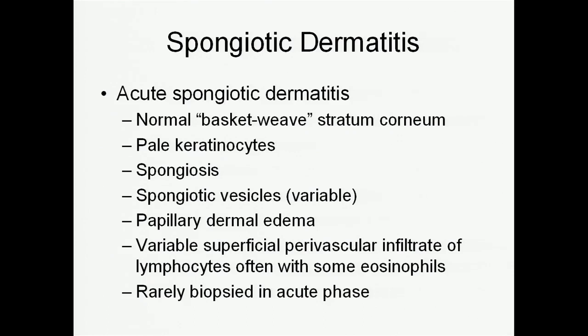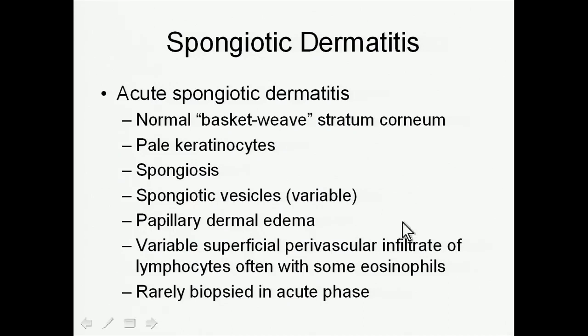So spongiotic dermatitis occurs in sort of three histologic phases that we'll go over. The acute phase, in which you have a normal basket weave stratum corneum. You tend to get pallor of the keratinocytes, a variable amount of spongiosis, and you often, though not always, have spongiotic microvesicles within the epidermis, a variable papillary dermal edema, and a superficial perivascular infiltrate, predominantly composed of lymphocytes with or without eosinophils.